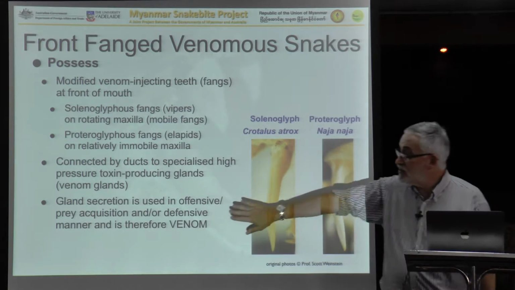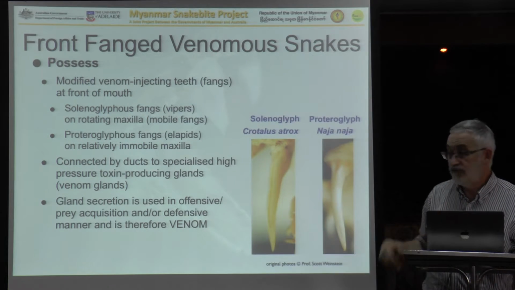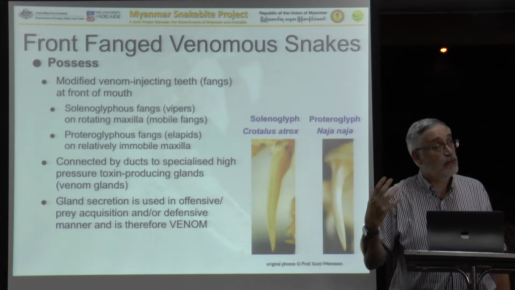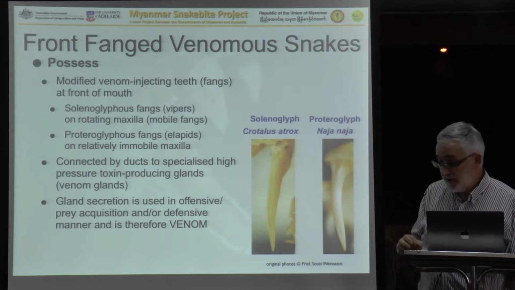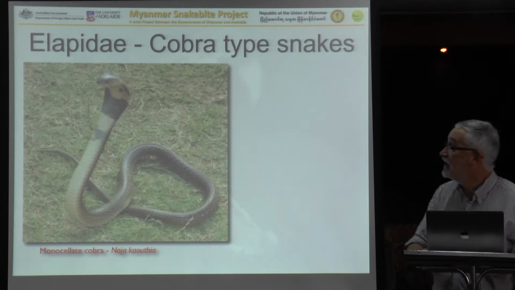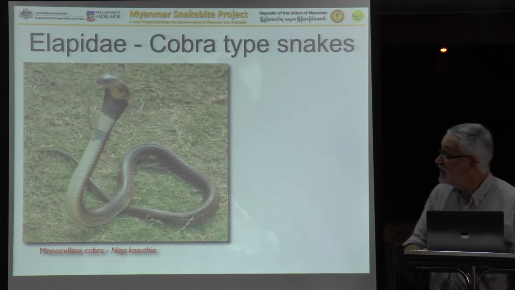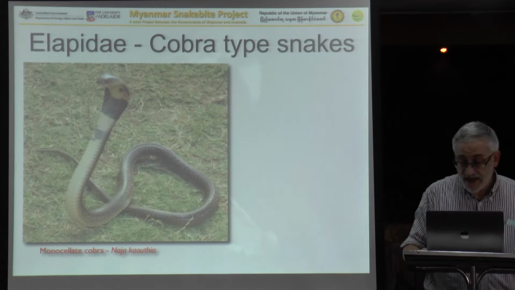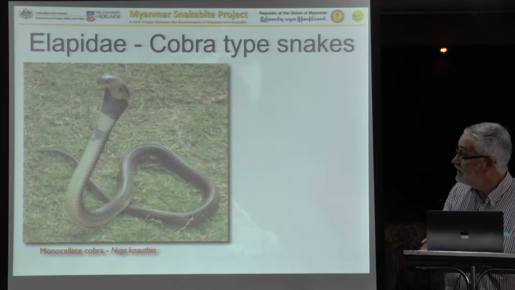As I said, this venom is used mainly in an offensive manner to acquire prey. And that's why it is very definitely a true venom. And here are some examples. This is amongst the elapid snakes, the Cobra family, Elapidae. Here's a classic cobra.